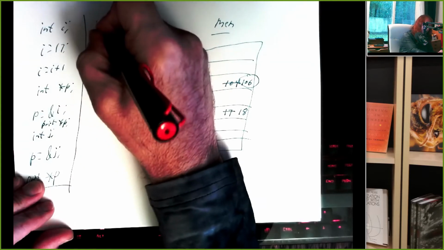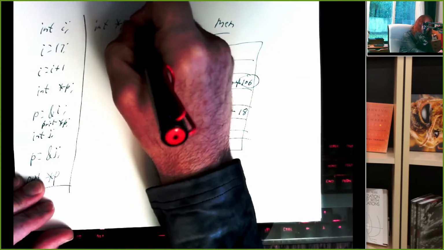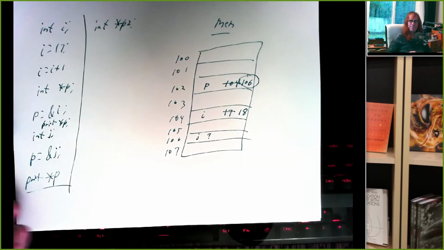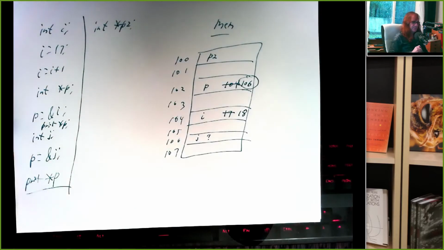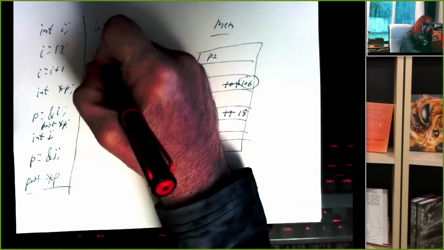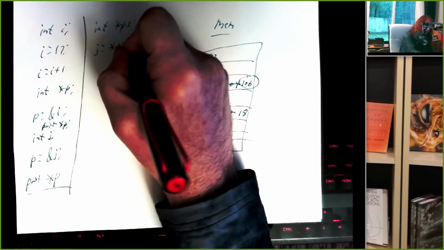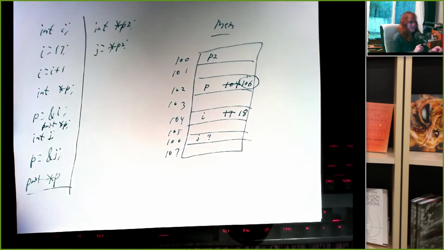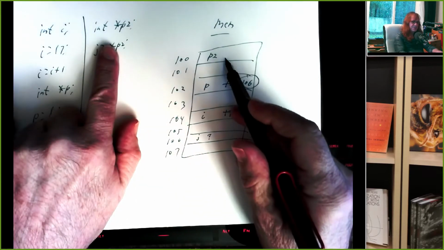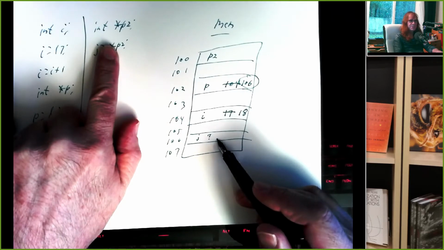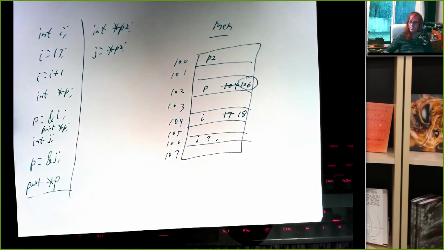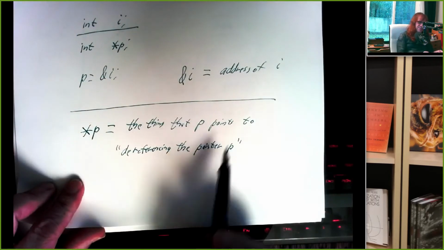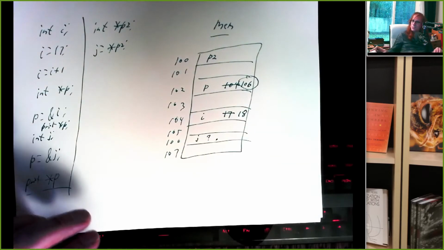All right, just for completeness, let's make an integer star p2. So I don't know, let's suppose the compiler decides I'm going to store p2 at location 100. And now I'm going to say j equals star p2. If I just say j equals p2, that'll take whatever value is stored here and copy it to location 106. That's where j is. But since I'm saying star p2, remember that star says the thing that p points to. So here's what the compiled code will do.